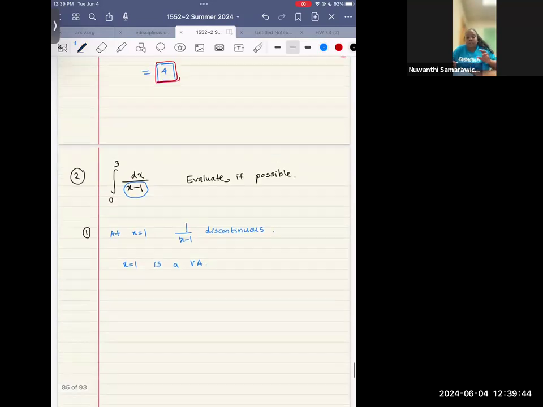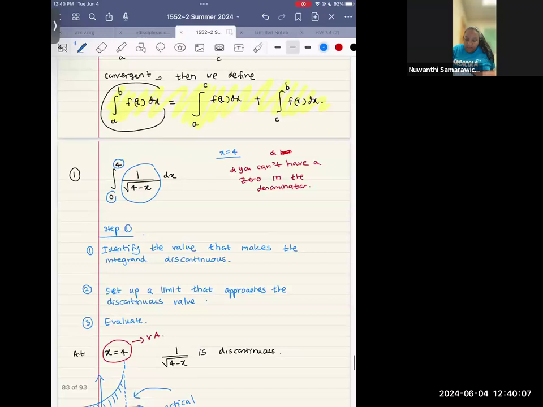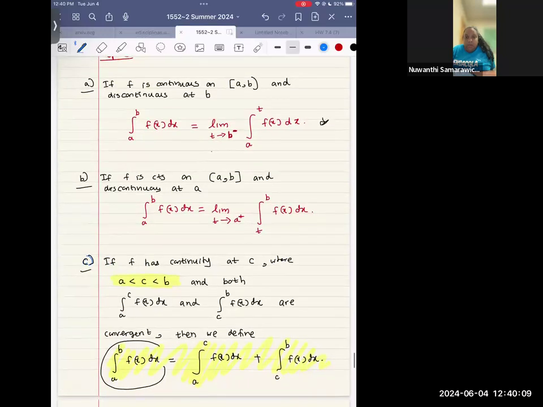And now this one here is in between 0 and 3. It's not an endpoint. It's between 0 and 3. Then which one are we going to use, A, B, or C, in type 2?